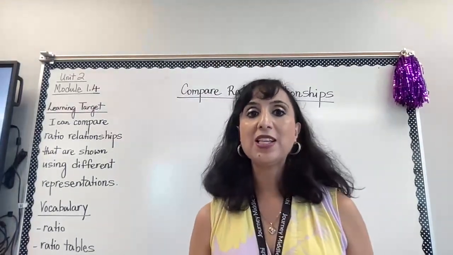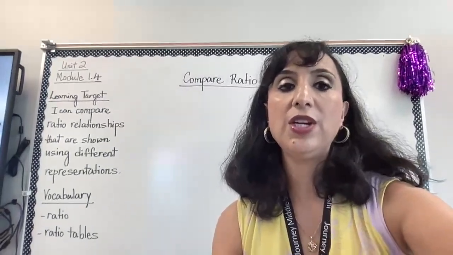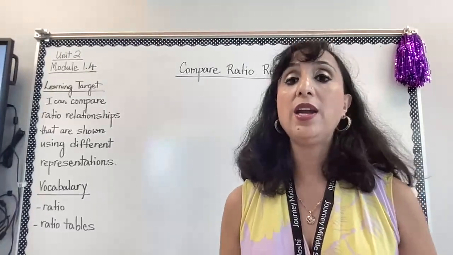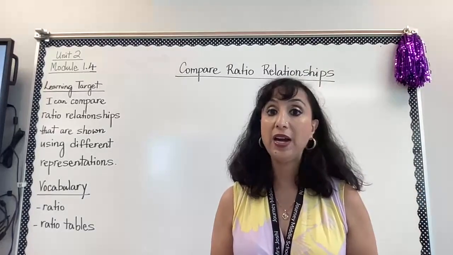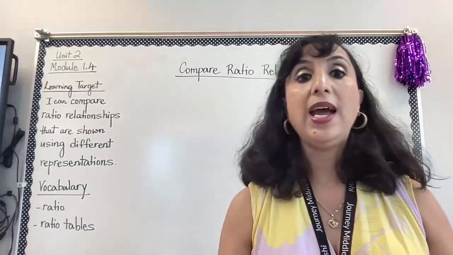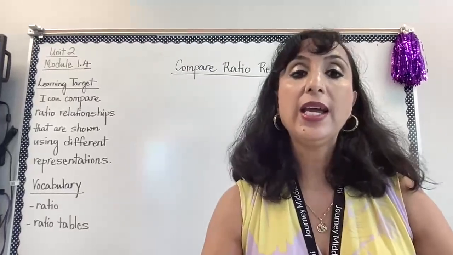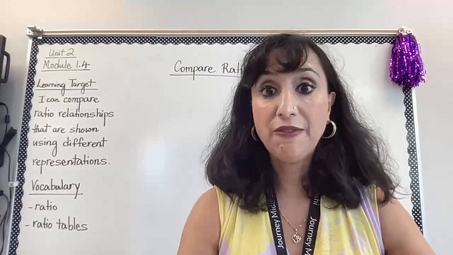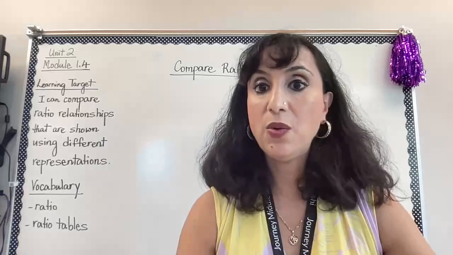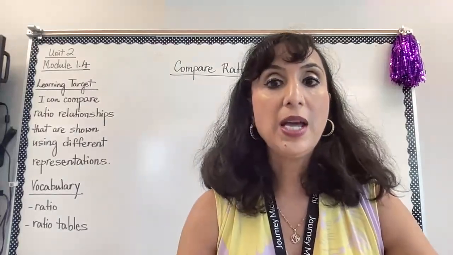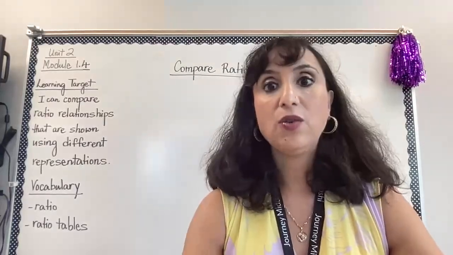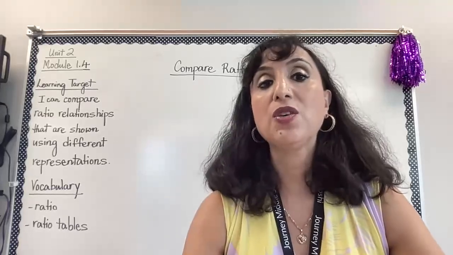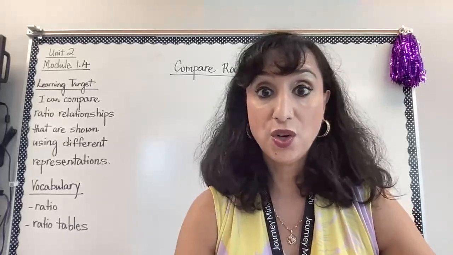All right, so the next part of our Unit 2 is Module 1.4. And in this one, we are going to compare ratio relationships. And so, learning target: I can compare ratio relationships that are shown using different representations. It could be a word problem, it could be a table, a ratio table, it could be a graph. So looking at those different representations, we should be able to compare ratio relationships that are shown.